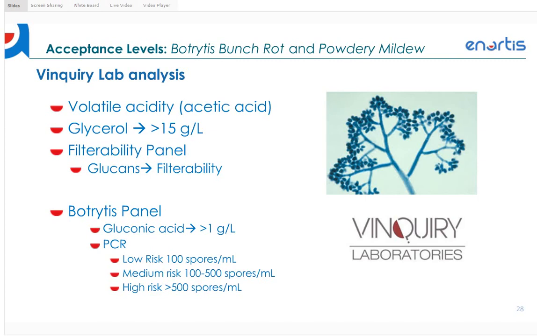Here at Vincere Labs, for botrytis, sponge rot, and powdery, we offer volatile acidity analysis, glycerol, which is an indicator of botrytis at high quantities, and a filterability panel assessing how filterable a wine can be. We also offer a complete botrytis panel, which includes gluconic acid measurements and a PCR for the number of spores present within a sample, with a low risk being under 100 spores per mL, medium risk 100 to 500 spores per mL, and high risk above 500 spores per milliliter. Other important analysis techniques are colorimetric analysis, especially for assessing the detriment caused by the oxidative enzyme laccase, which I will get into next.